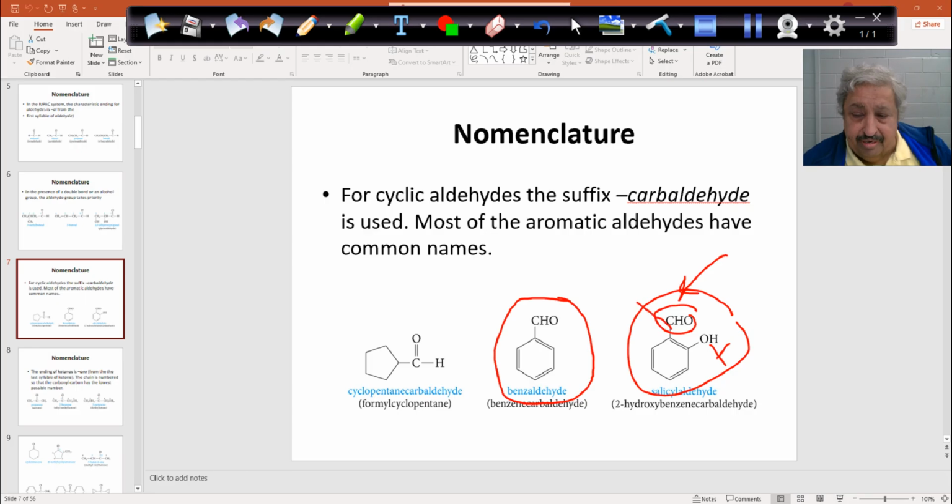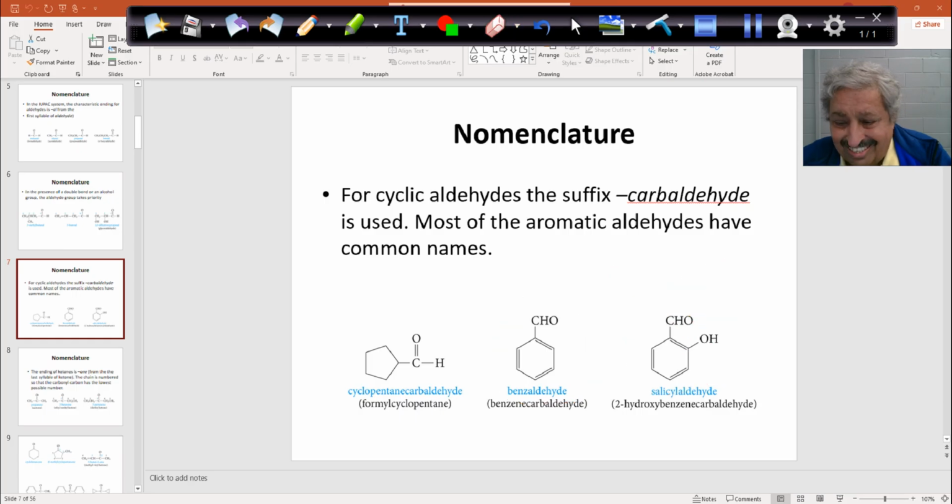And this carbon here is named number 1. So this is number 2. So 2-hydroxy benzaldehyde. Are you following me here? Watch out for this every time for the naming here. So 2-hydroxybenzaldehyde has a common name called salicylic aldehyde.